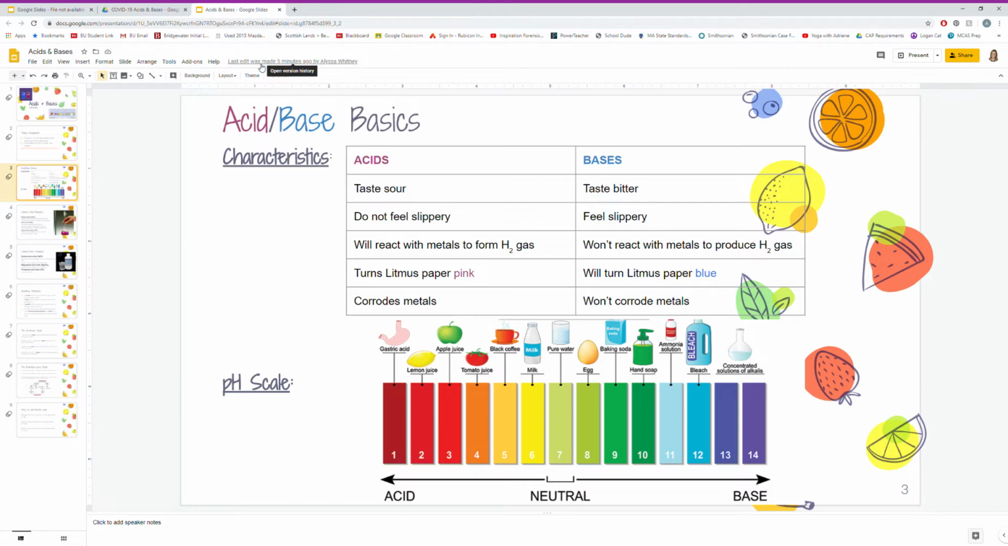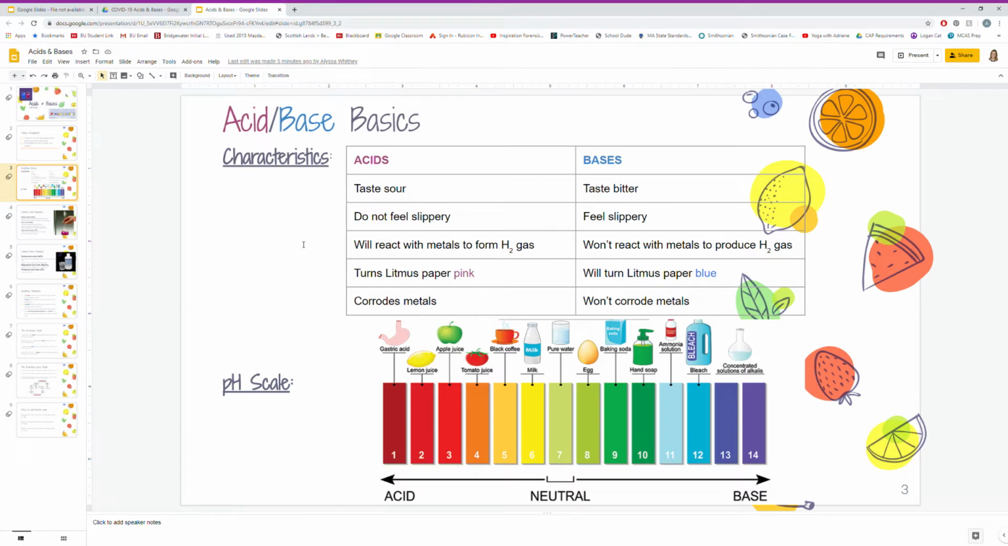If you were to expose acids to a metal like aluminum or magnesium, most of those metals will react with the acid to form hydrogen gas, whereas you do not get a reaction to produce hydrogen gas with a base. Acids will turn litmus paper, which is pH paper, pink. We've worked with them before. They're those little strips of yellow paper. Bases will turn it blue. And then acids will corrode metal, while bases will not corrode a metal.